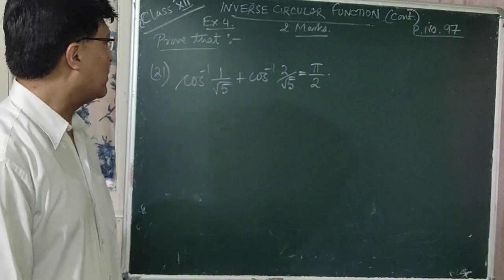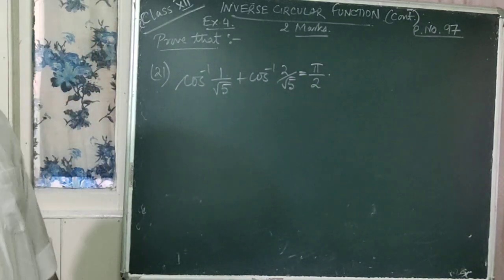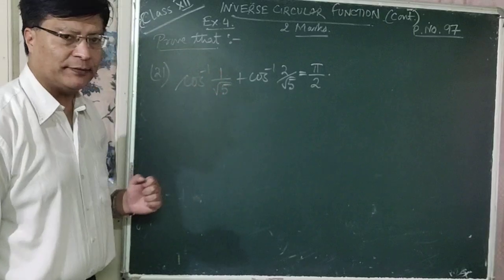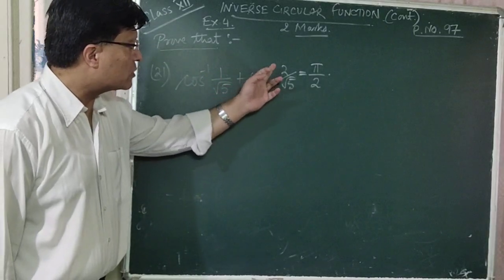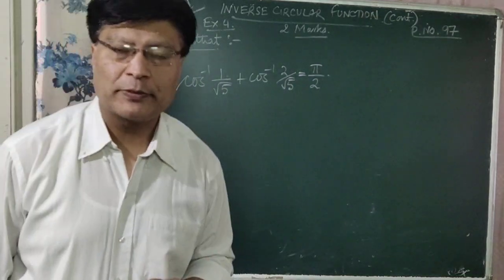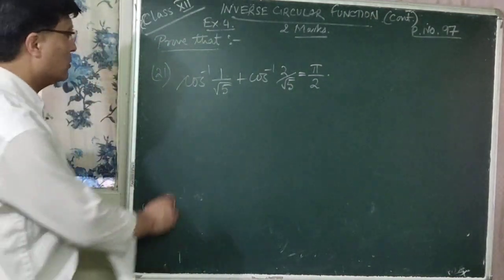So now we will do question number 21. You have to prove that cos inverse 1 upon root 5 plus cos inverse 2 upon root 5 is equal to pi by 2. Right? So let us prove it now. LHS.